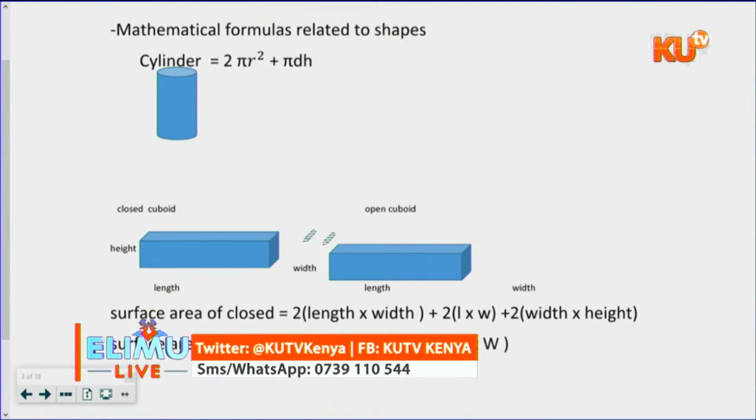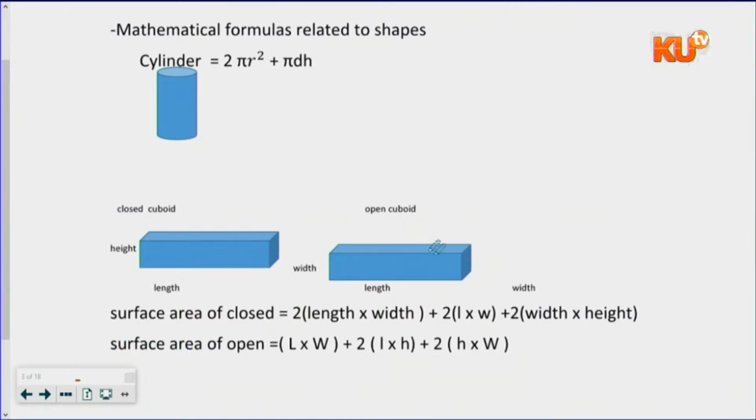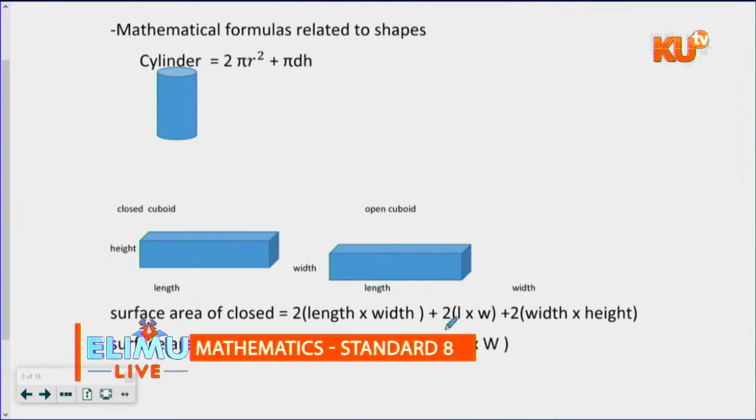We'll say surface area equals 2 into length times width. That is the area of top times 2, 2 into length times width, plus the area of the other side. This side here we have 2 into length times width.